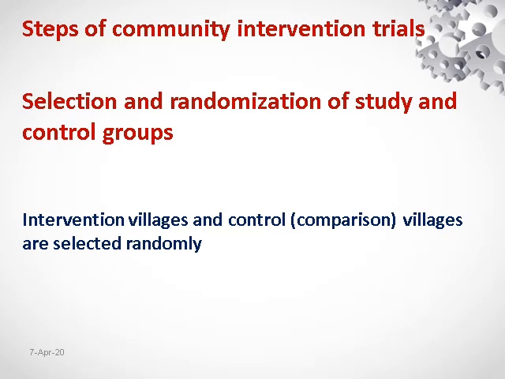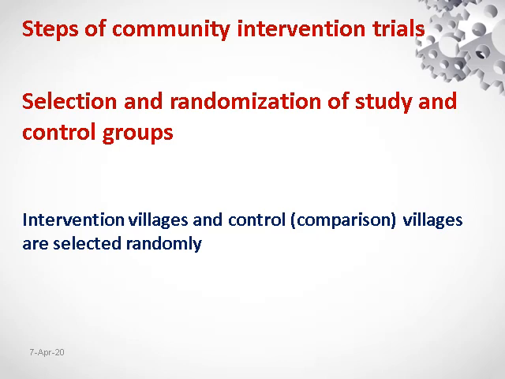I will give an example. In one district, dengue fever is very common. So we are selecting 5 villages randomly from the district as intervention villages, and 5 villages randomly as control villages. So what intervention are we going to give? We are giving intensified fogging activities in the experimental villages and no intensified fogging activity in the control villages.